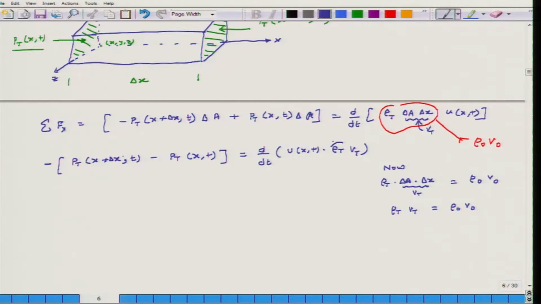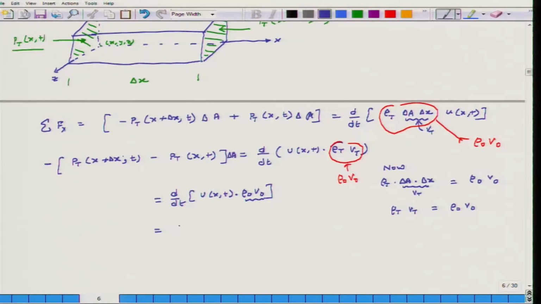Or this thing can be replaced as rho naught V naught. So, I rewrite this equation as d over dt of u of x, t times rho naught v naught, and there is also a delta A here. Now rho naught v naught is a constant. So, I can take it out of my differential operator.